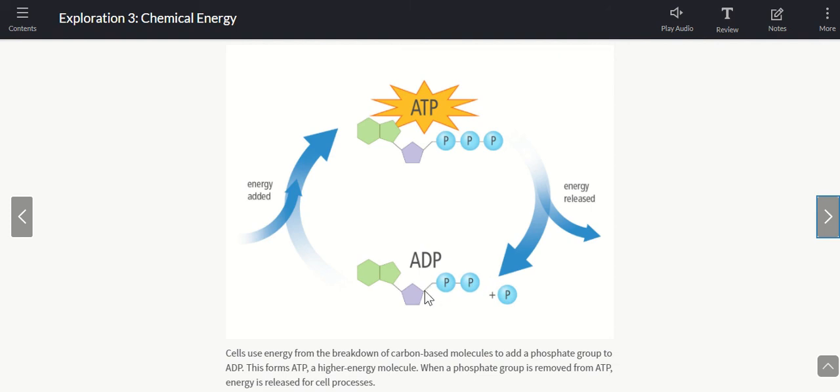It's kind of like your cell phone battery that you can use and it goes down, but then you can charge it right back up. That's what ADP is, basically a battery that needs to be recharged. And again, that process happens through cellular respiration.